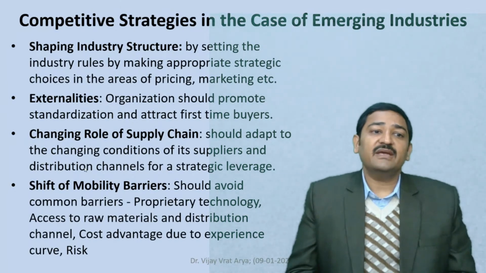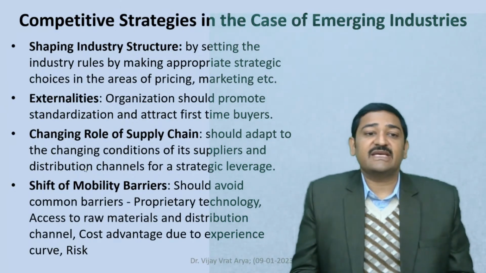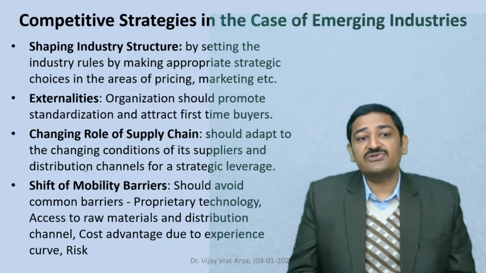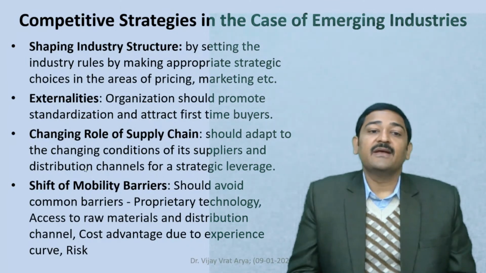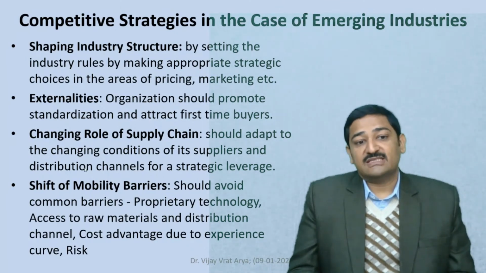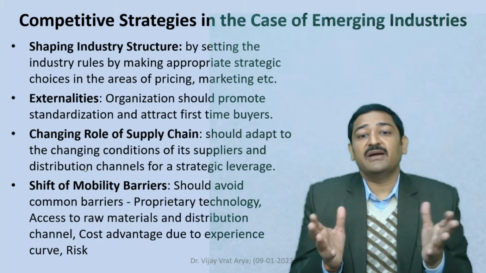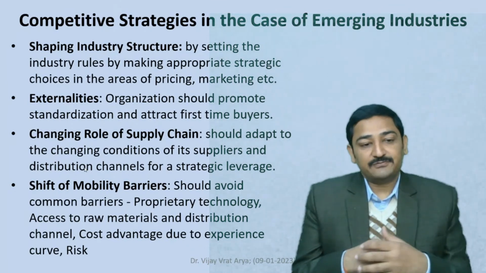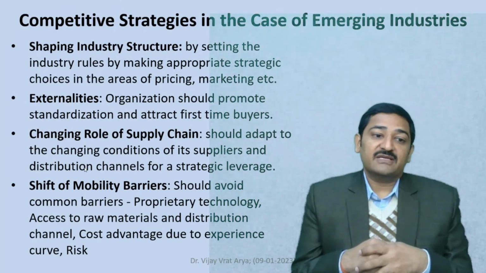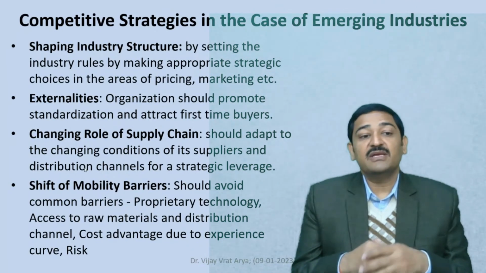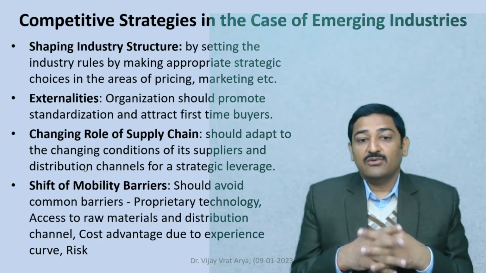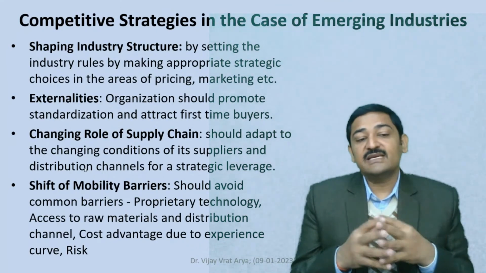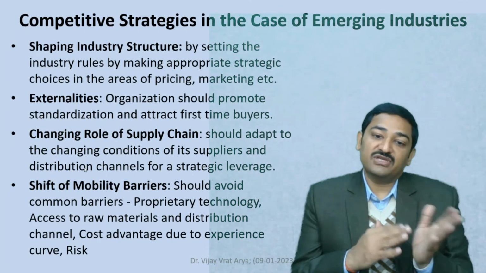The second way of competitive strategy in the case of emerging industries could be considering the externalities, where the organization should promote standardization and attract first time buyers so that they can be retained to the maximum extent for the respective firm. The third aspect of competitive strategy could be changing role of supply chain, where it should adapt to the changing conditions of its suppliers and distribution channel for a strategic leverage.